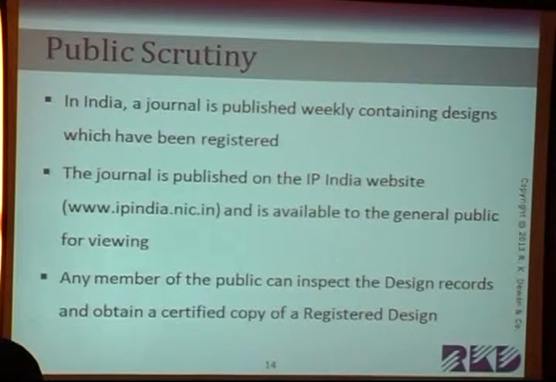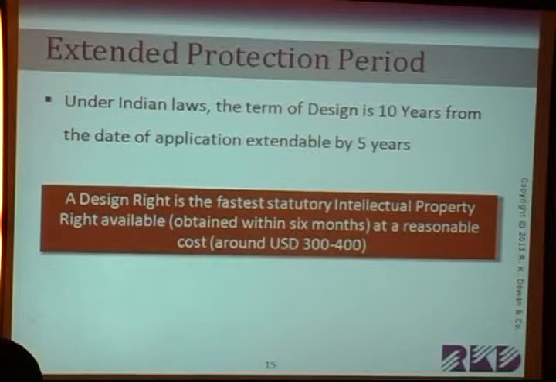Now, all designs, once they are registered, are now open to public scrutiny, and then they're of course open for cancellation proceedings. This is the important issue. For example, it's a very reasonably costing right. You can get a design right in around $300 to $400 is the cost for obtaining a design right, and it is obtained within 6 months. So you can get within 4 or 5 months the design right is obtained, and you can enforce immediately thereafter.